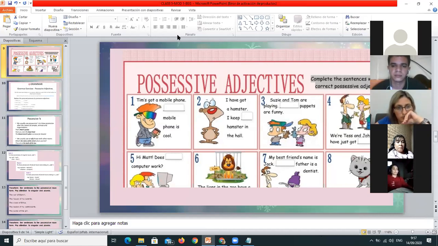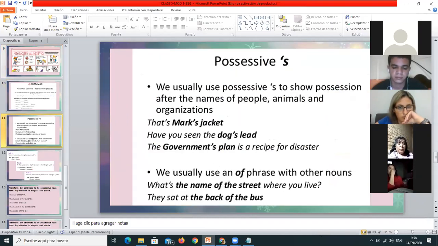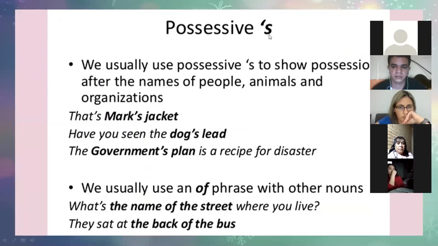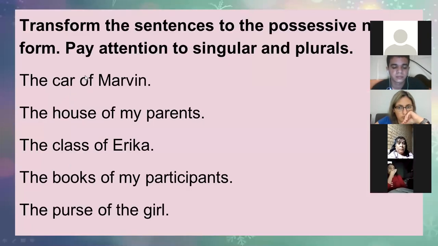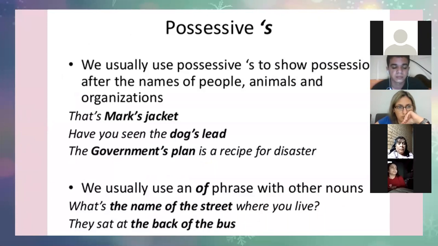Okay. So possessive adjectives is what we studied today. The next class we're going to study possessive nouns. And possessive nouns are the ones that have the apostrophe S. Like, for example, Mark's jacket. The dog's leaf. The government's plan. Look. We are going to study the possessive nouns the next class.